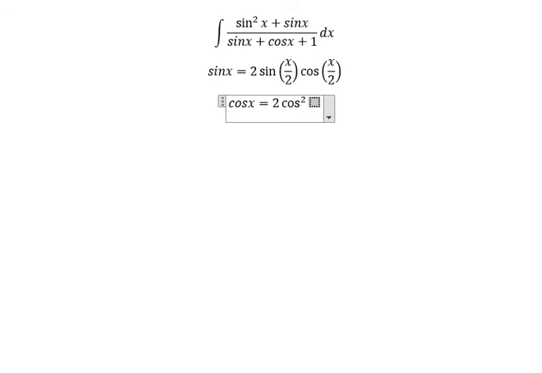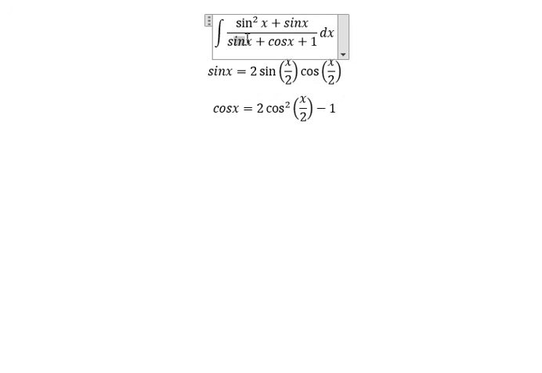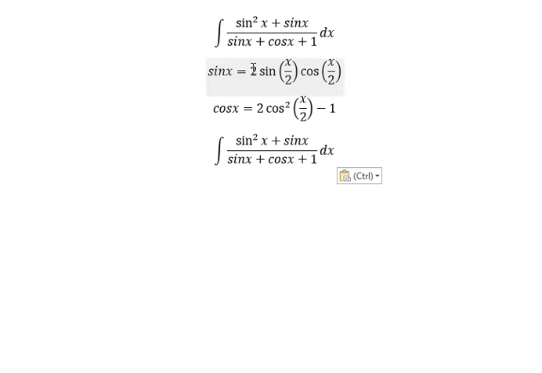About sin x, we can put 2 sin x over 2 cosine x over 2. About cosine x, we can put 2 cosine x over 2 square minus 1. So we will apply two formulas in this one. And now we will get the new one.